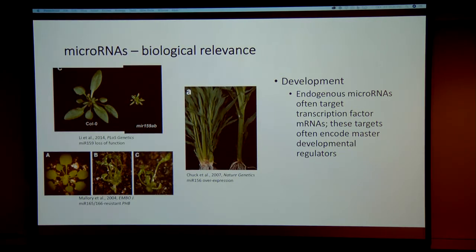I won't go into the details here, but suffice it to say that one of the reasons is that many of the endogenous microRNAs, one of their frequent targets are mRNAs that encode transcription factors, and those transcription factors are master regulators of plant development. So you can get these very drastic pleiotropic phenotypes due to changes in organ identity, changes in juvenile to adult transitions, and things like that.